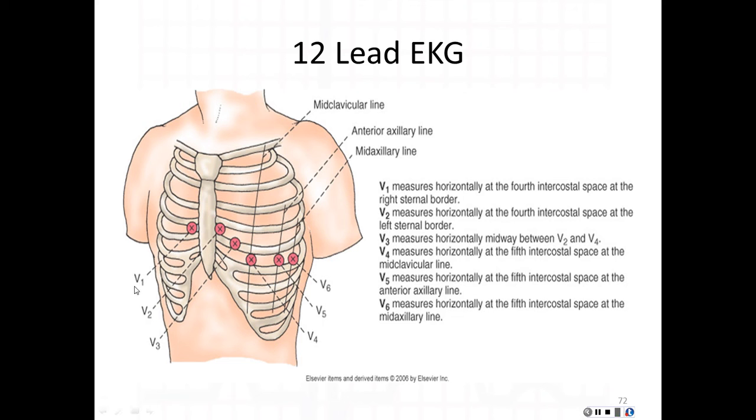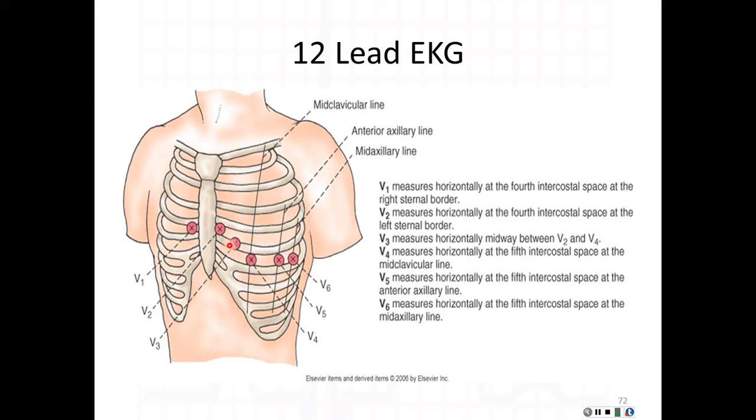V1 goes at the fourth intercostal space at the right sternal border. V2, fourth intercostal space, left sternal border. We put V1 on, V2, then we move over and put on V4. V4 basically is at the fifth intercostal space at the mid-clavicular line. Let me get my pointer here. So you can see here, this is 1. So we're going to do 1, 2, and 4. So we're going to find that mid-clavicular line, fifth intercostal space.